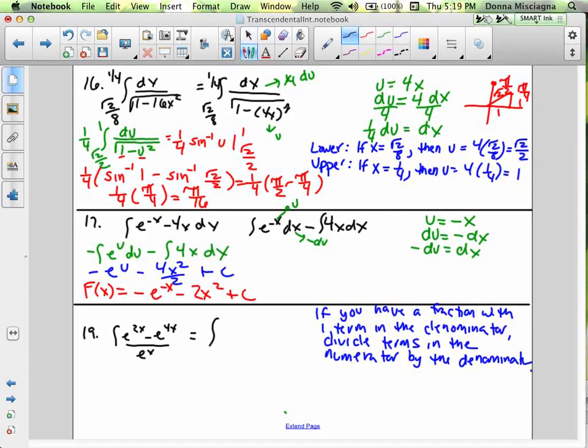So we're just going to divide e to the 2x divided, but actually I'll write this separately. So e to the 2x divided by e to the x dx minus, just so I make sure everybody sees what we're doing, e to the 4x divided by e to the x dx. Squeeze that in there.